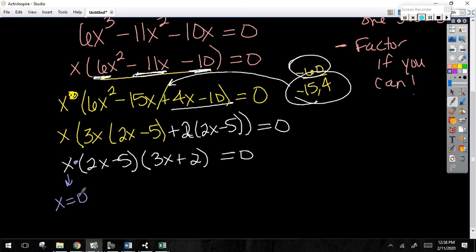Or 2x minus 5 could be 0. Or 3x plus 2 could be 0. Now can you solve each one of those for x? Yes. What do you get?